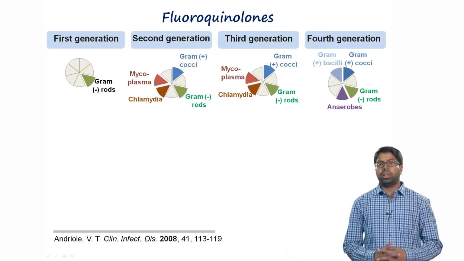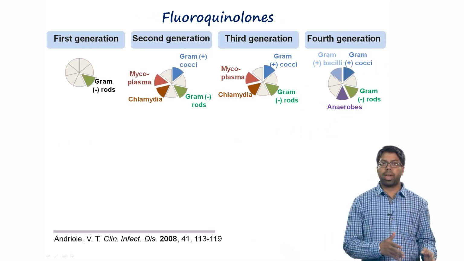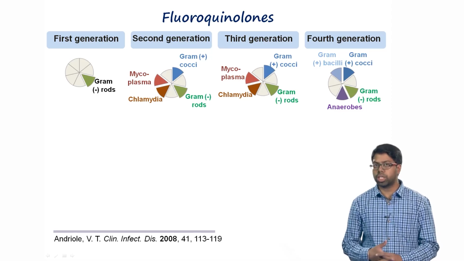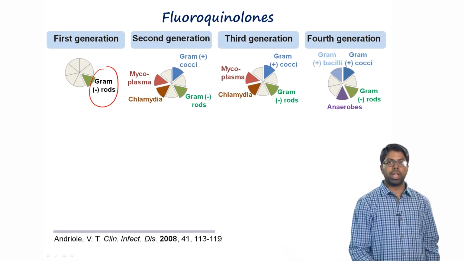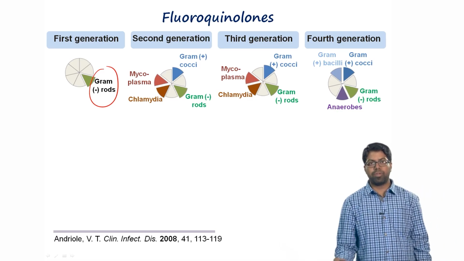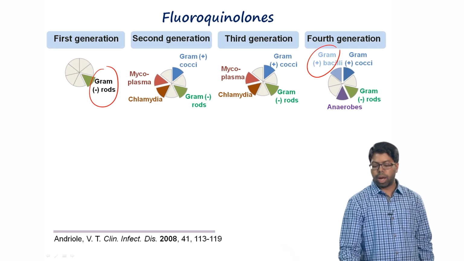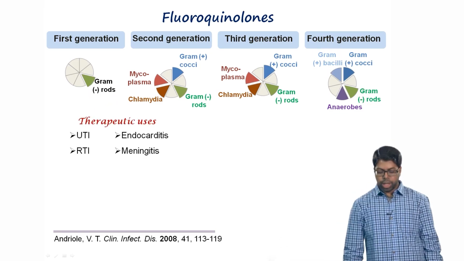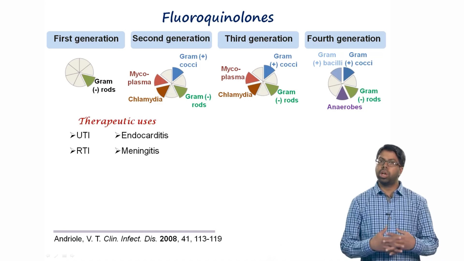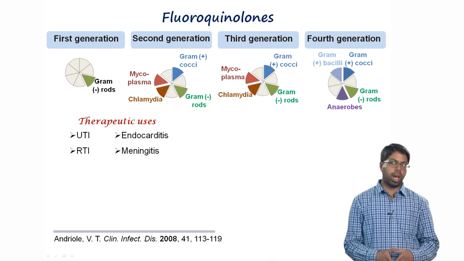Again, as I already mentioned, as the generation of fluoroquinolones progresses, they become more and more effective against gram-positive organisms as well. For example, here the first generation fluoroquinolones are highly effective against gram-negative organisms, but when you move from first generation to fourth generation, they are effective against gram-positive as well as gram-negative organisms. Even they are effective against anaerobic microorganisms too. These fluoroquinolones are mostly prescribed for urinary tract infections, respiratory tract infections, endocarditis and meningitis.